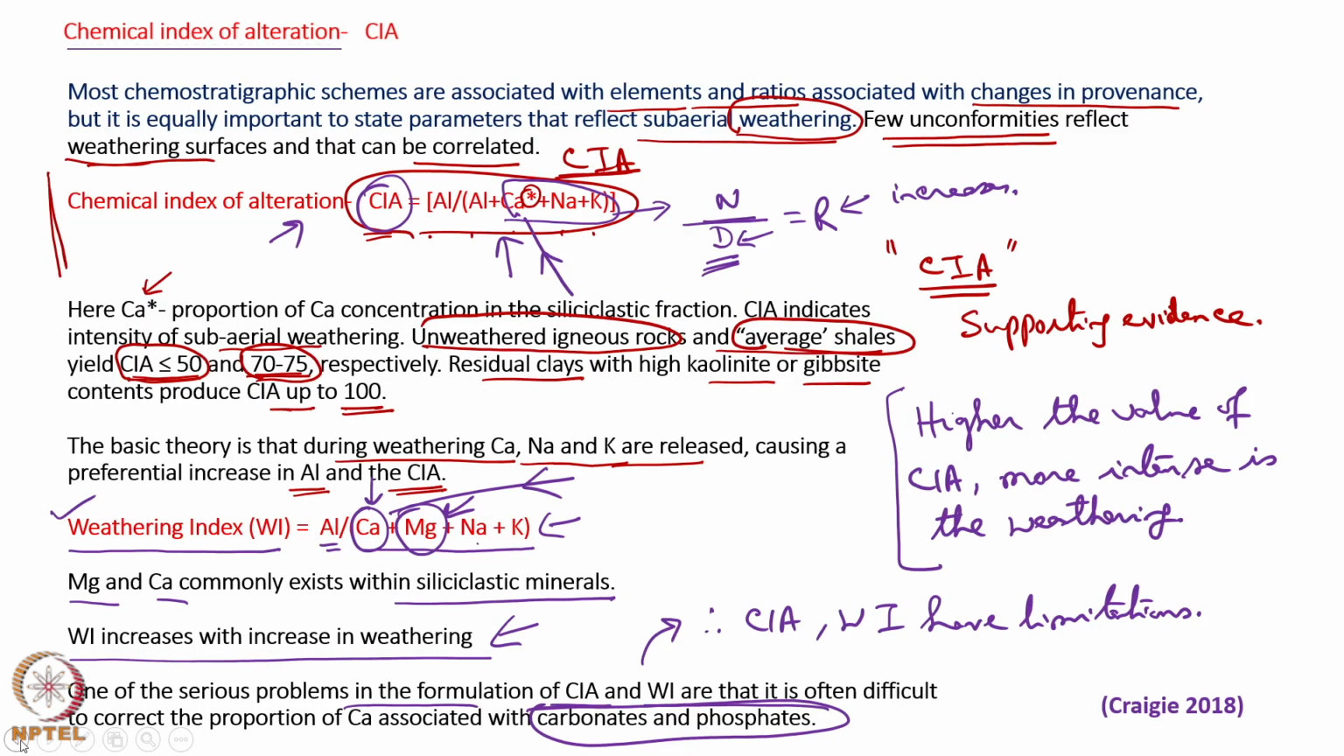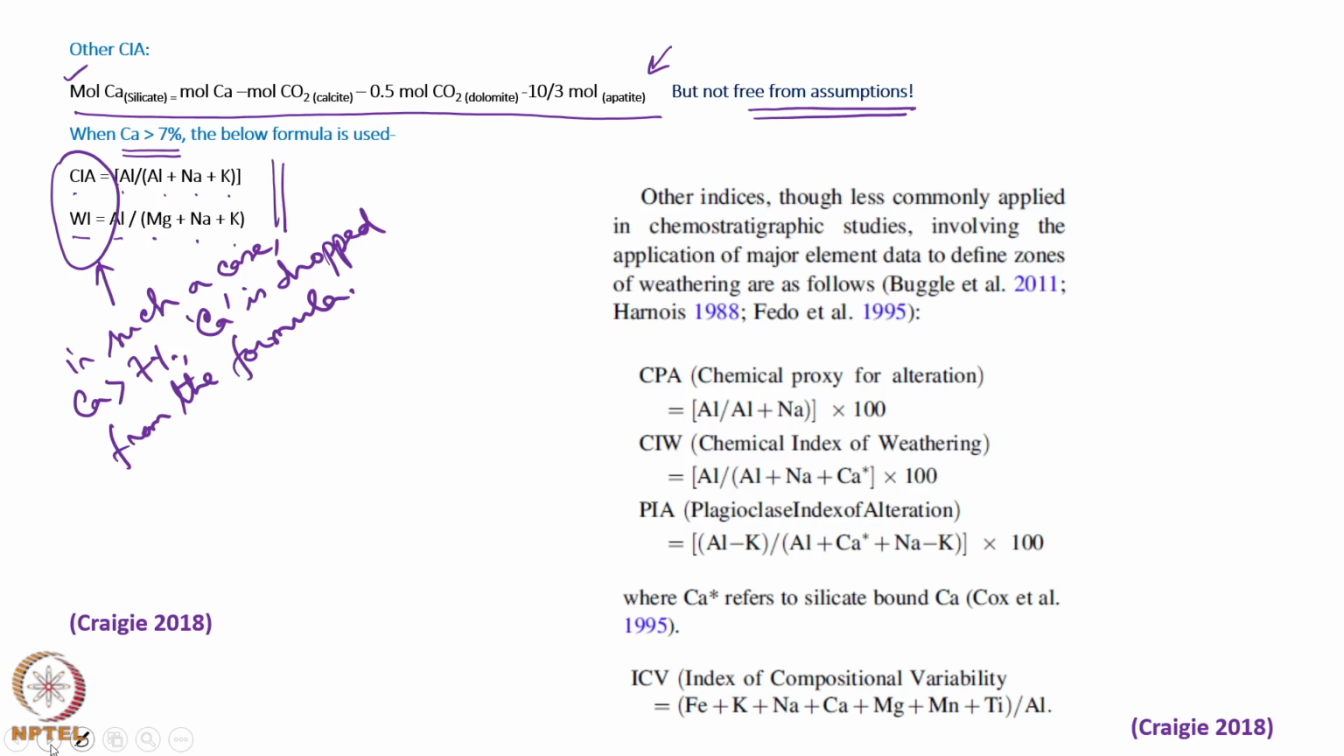Just watch this. Here in defining Wi, Ca is in the denominator, and in defining CIA, Ca star is in the denominator, whereas here when calcium percent has increased, we drop Ca from the formula. We do not drop Al, Na, K or Mg from the formula. There are other indices, but they are less commonly applied in chemostratigraphic studies.